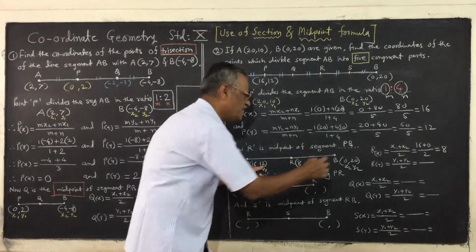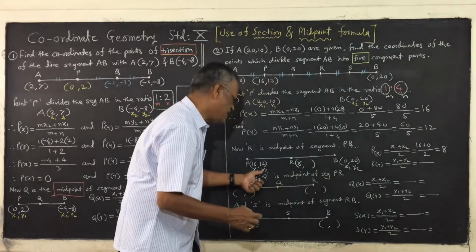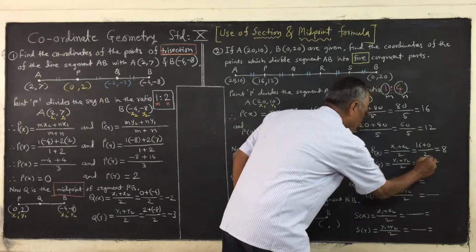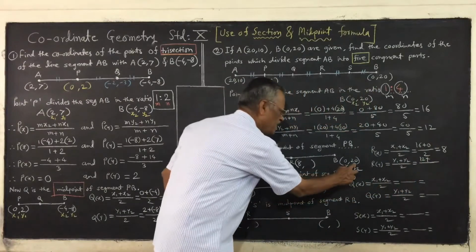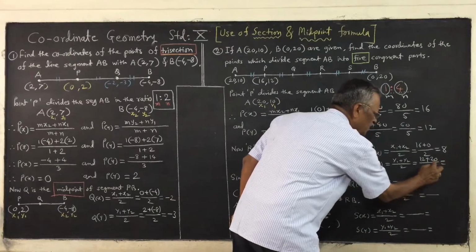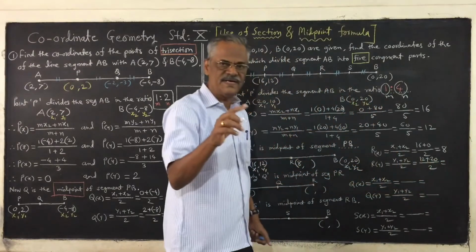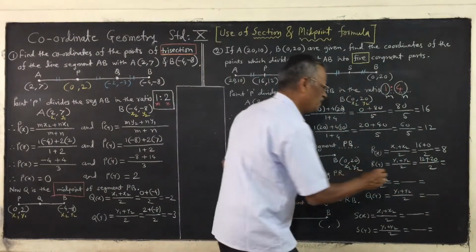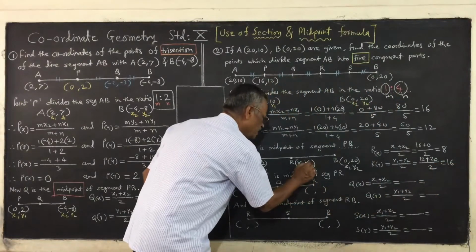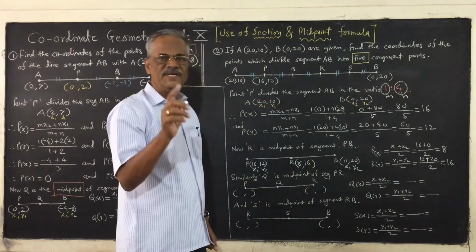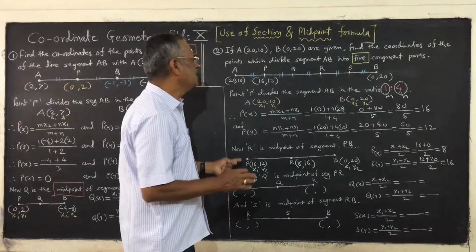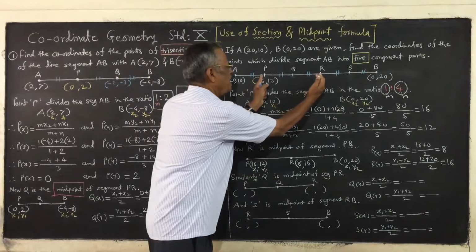Similarly, y1 plus y2. What is y1 there? 12. 12 plus y2, it is 20 there. Divided by 2. 20 plus 12, 32 upon 2. So you are finding that 16. So these are the coordinates of point R by using the midpoint formula. Now you go further like that. You consider segment PR.